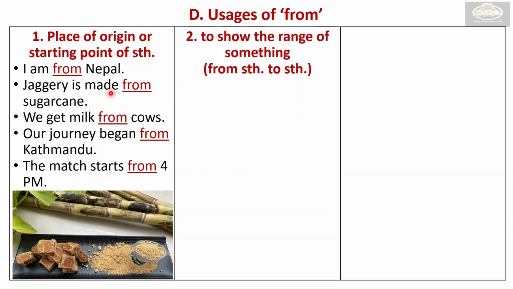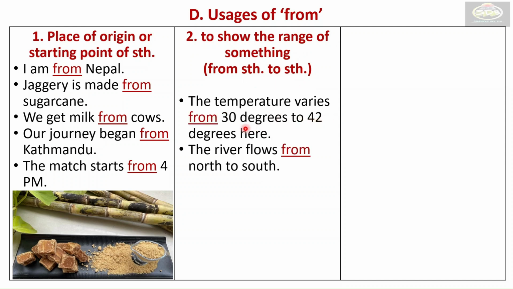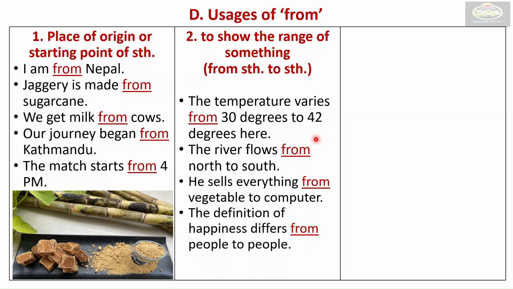Next one is range. To show the range of something, from something to something. Example, the temperature varies from 30 degrees to 42 degrees here. The river flows from north to south. This is the range, from north to south. He sells everything from vegetable to computer. The definition of happiness differs from people to people. In this way, to express the range of something, we use from.